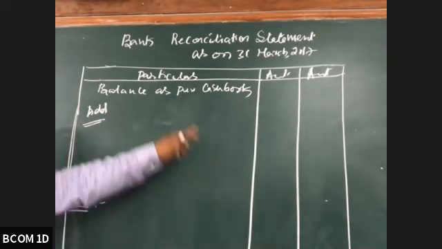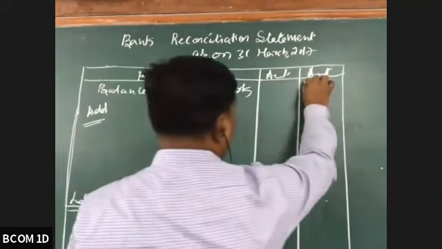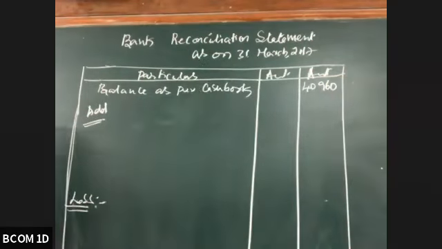So what's the balance as per cash book? 40,960. So, add first transaction. Transaction 1 is bank charges not recorded in the cash book, correct?